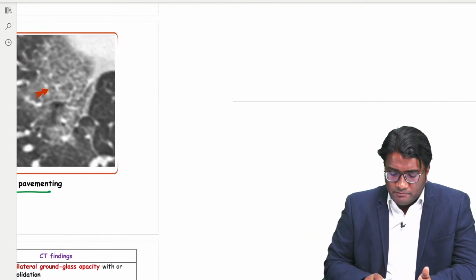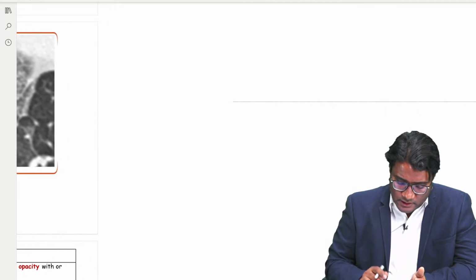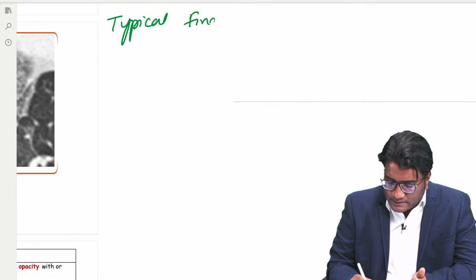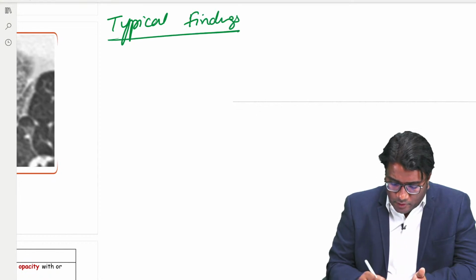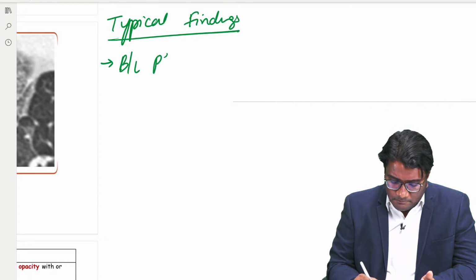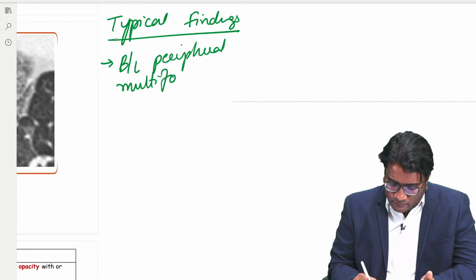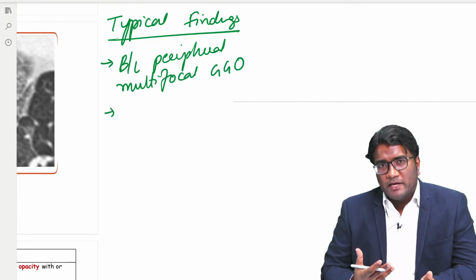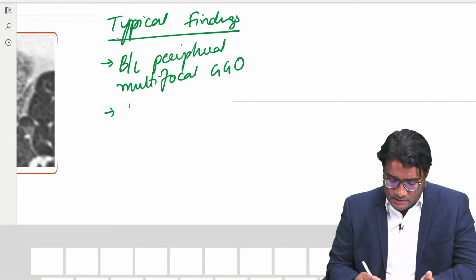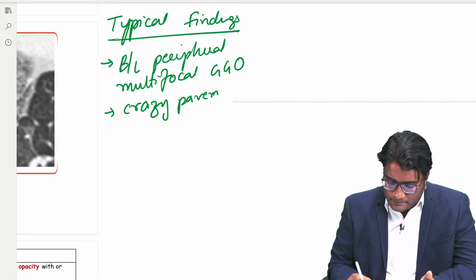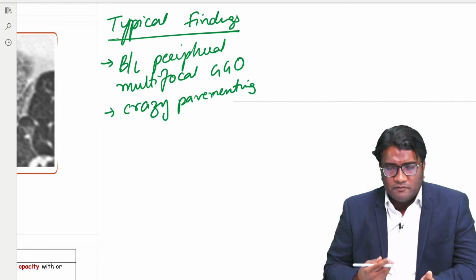So I want you to remember what are the typical radiological findings you can expect in COVID-19 patients. The most common one that you see is the bilateral, peripheral, multifocal ground glass opacities, right? And then you can have thickening of the interlobar and interlobular septa in these ground glass opacities producing crazy paving, where you have thickening of the septa like this.